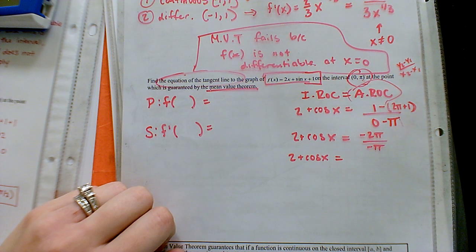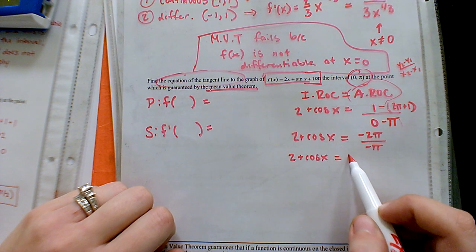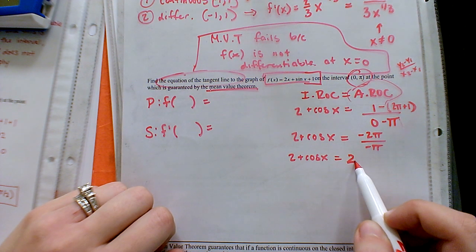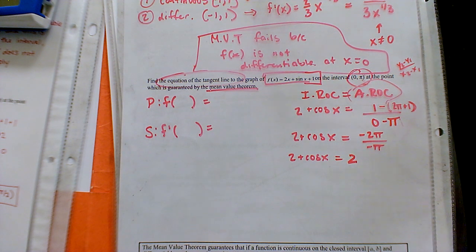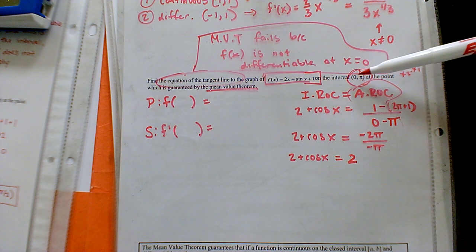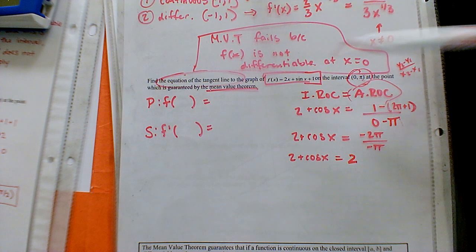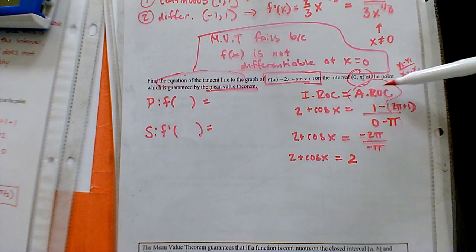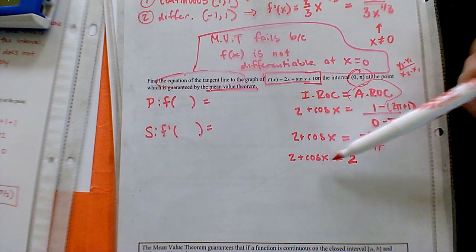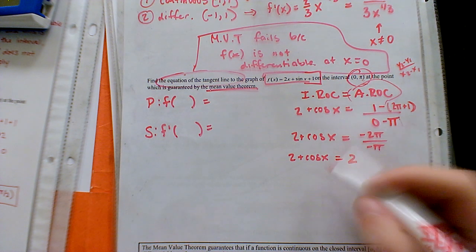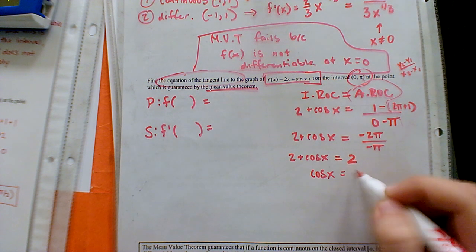What's going to happen? What are we left with? Just 2, okay? So negatives and pi's cancel, so we're left with 2. So let's go ahead and find this special spot in between 0 and pi where the derivative is equal to this average rate of change, the secant line slope. So solving for x, if we subtract the 2, we'll get 0.